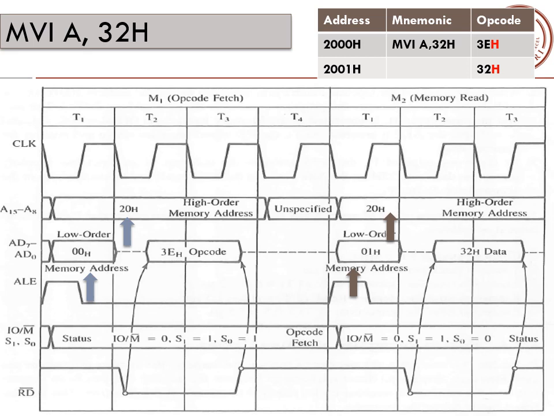Now the instruction decoder will decode it and understand that the operation to be performed is MVI A. In order to load the accumulator, it needs to read the data 32H, which is present in the next memory location. So it starts the memory read operation. The next memory address to be given is 2001H. Again you start the operation. The higher order memory address is specified as 20H and the lower order address as 01H.